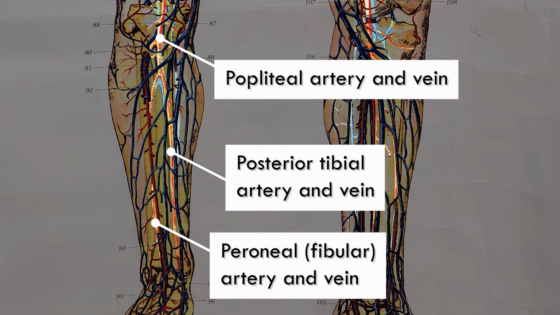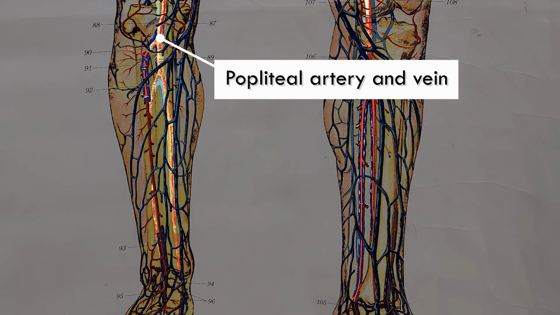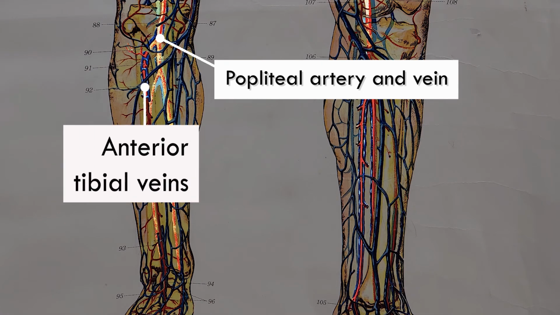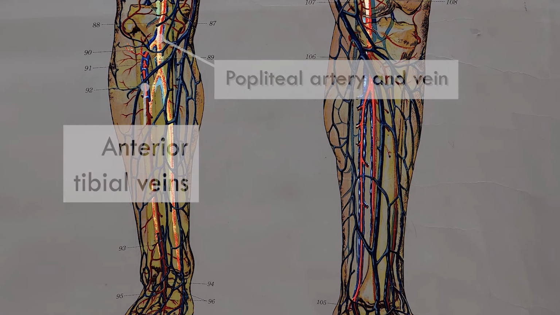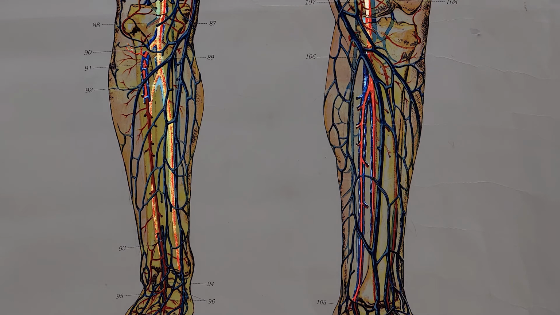The posterior tibial vein and the fibular vein empty into the popliteal vein, as do the anterior tibial veins also empty into the popliteal vein. A little bit clearer to see on this rotated image. So remember, this would be your more medial aspect of the posterior leg. This would be your more lateral aspect of the lower leg. So these vessels here would be the lateral ones.